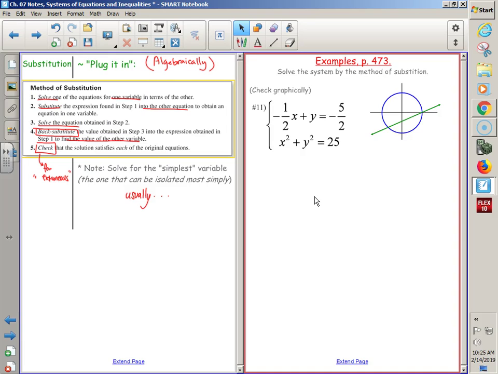Could you get y by itself? Yes. Could it be useful to get y by itself? Hey, y is the simplest variable to get by itself, isn't it? Can't I just add that to the other side? Boom, y equals. Oh, then I'm going to rewrite this. I'm going to say y is equal to positive 1/2 x minus 5/2. Okay, y1 equals, okay, good, but what else do you have to get by itself?